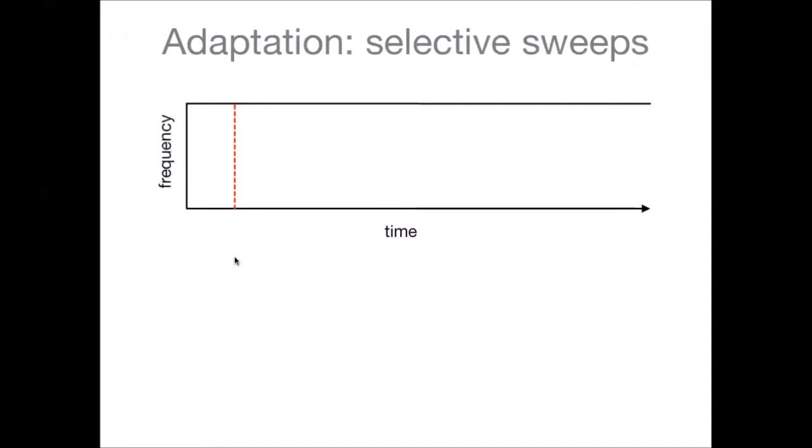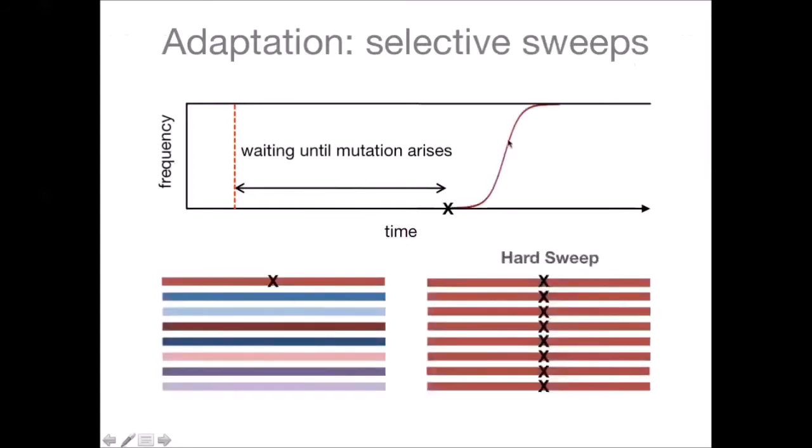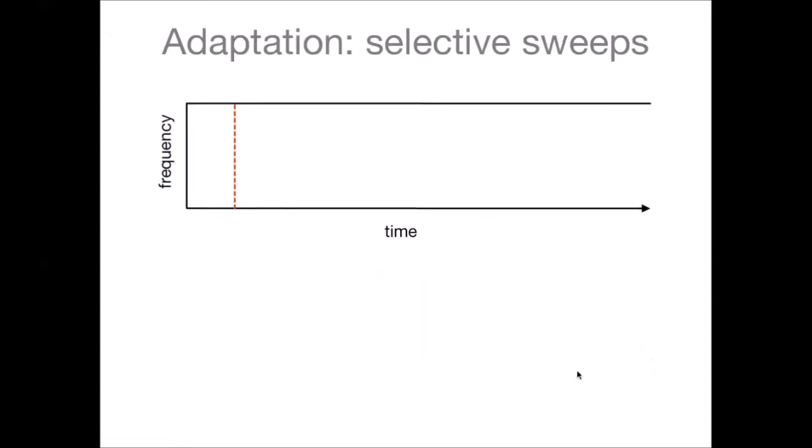You might have a very long waiting time until a new mutation arises, and here it is on the background of a haplotype. And if it survives drift, it will go to high frequency and drag with it the linked genomic region to high frequency, and that results in a hard selective sweep. Over time, that signature will decay, but importantly, in the region immediately surrounding the adapted mutation, you have one haplotype at high frequency.